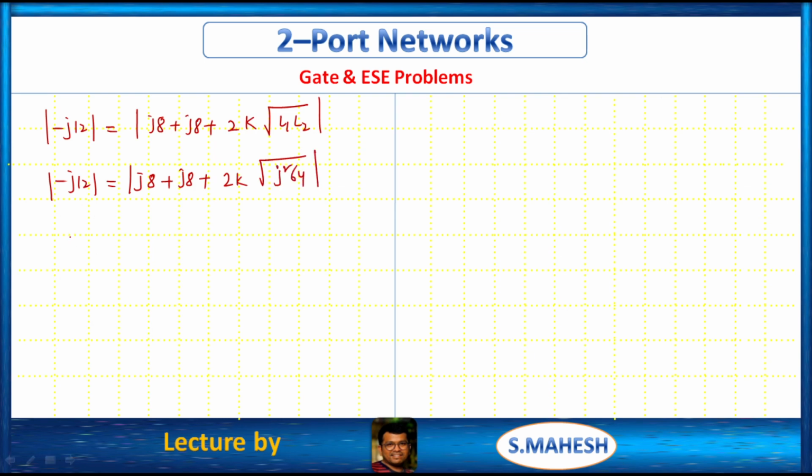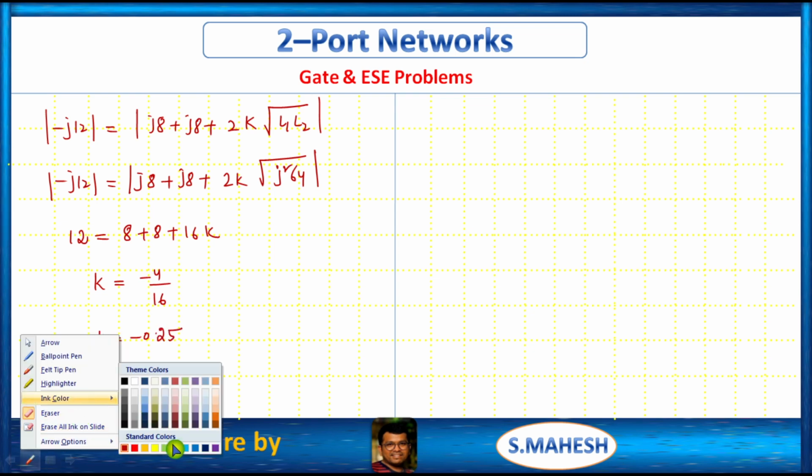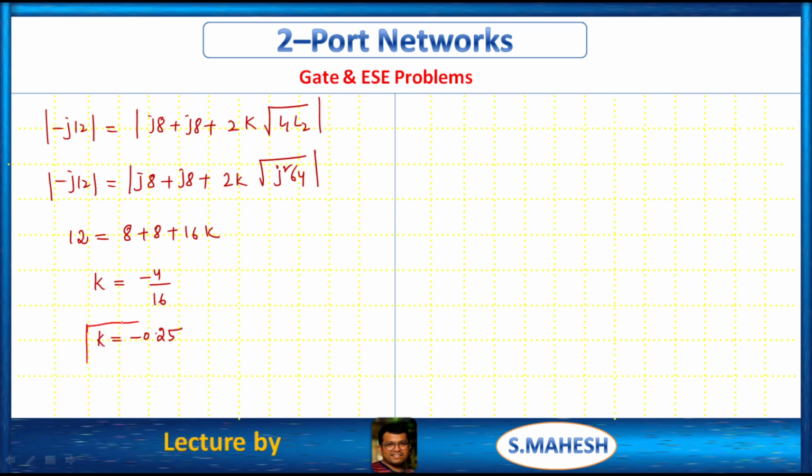So from this we have 12 equals 8 plus 16k. Therefore, from this K equals minus 4 by 16, so K equals minus 0.25. Here K equals minus 0.25.